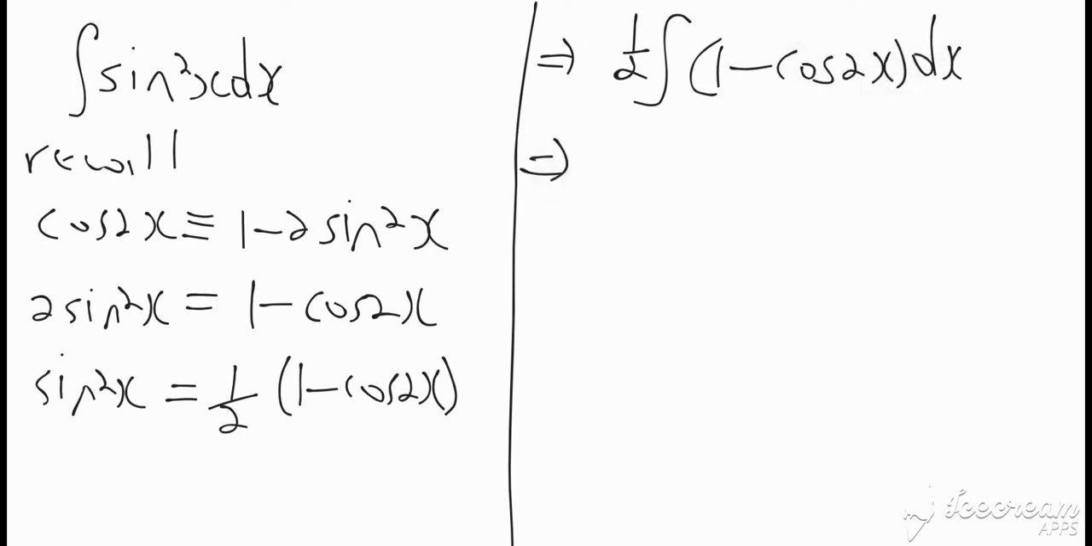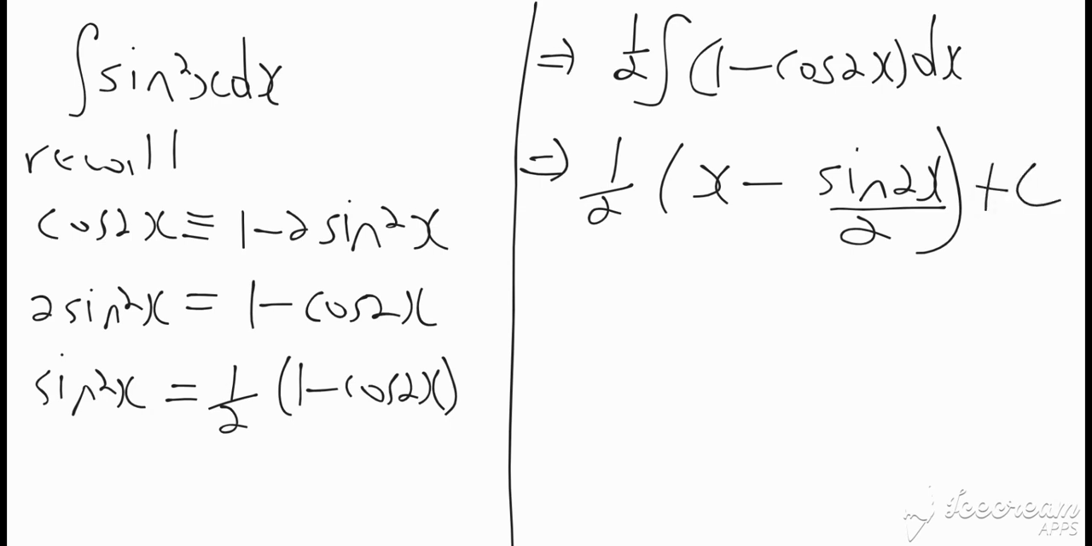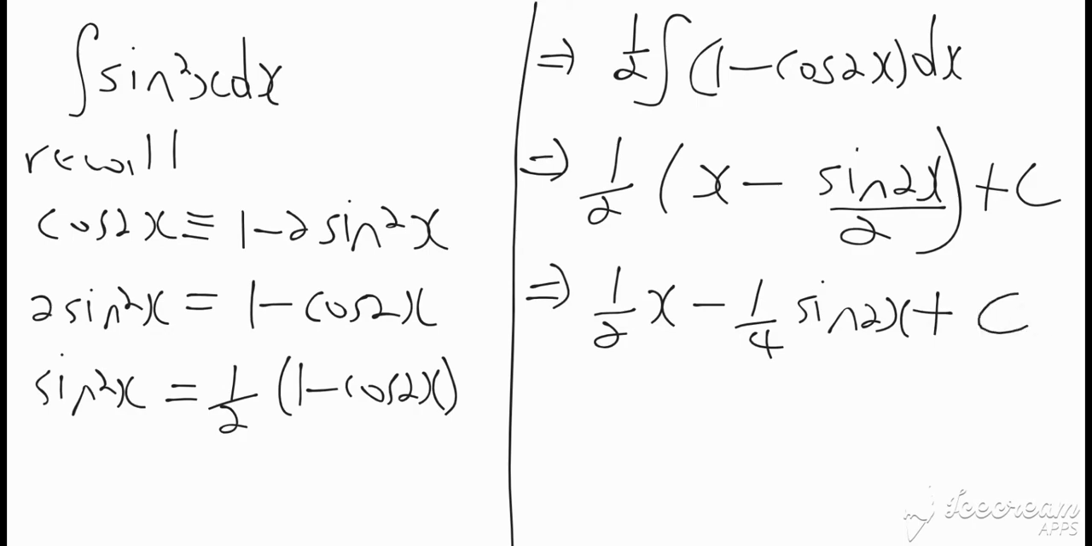Now when I integrate what is inside of the bracket, I integrate 1, I get x. When I integrate cos 2x, I'm going to have minus sine 2x over 2. And of course, we add the constant of integration. Now, if I were to expand this bracket, I would end up with a half x minus a quarter sine 2x plus a constant of integration, which is c.